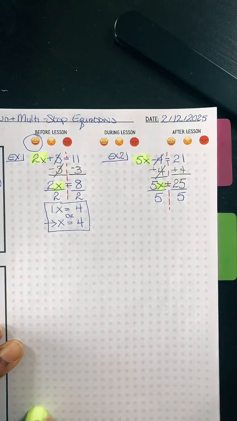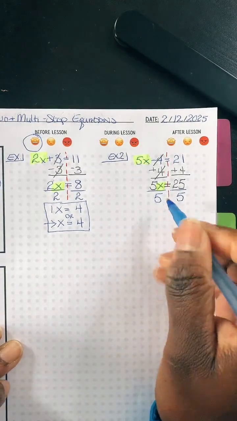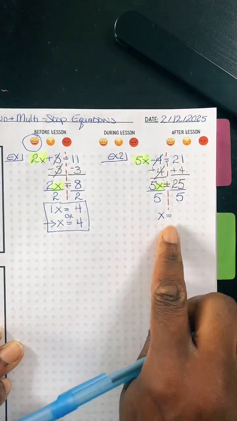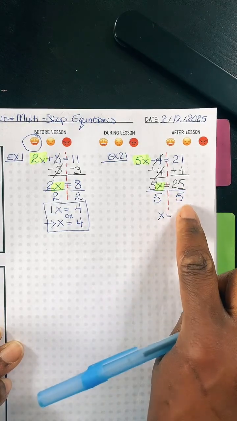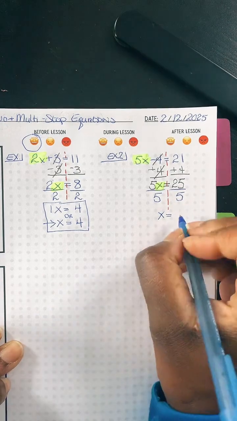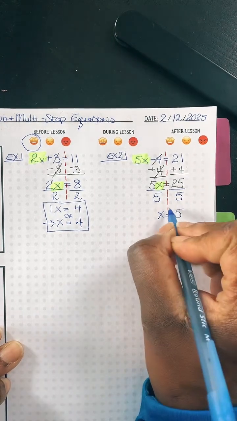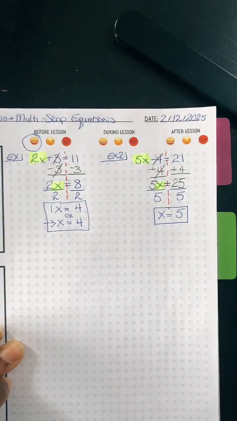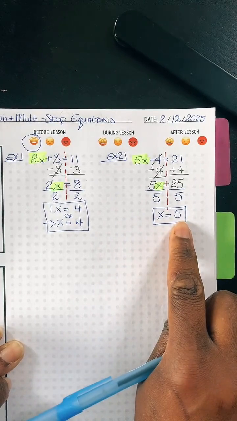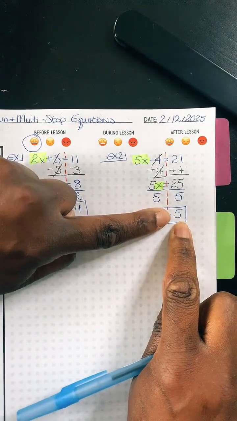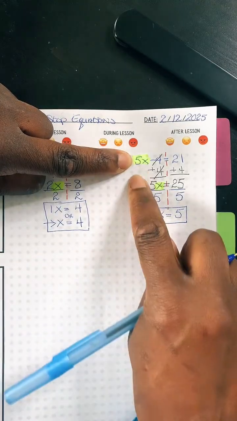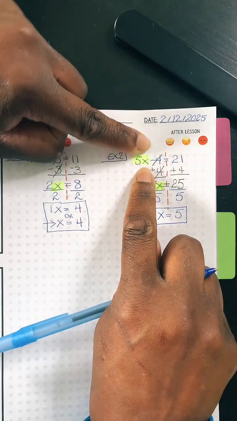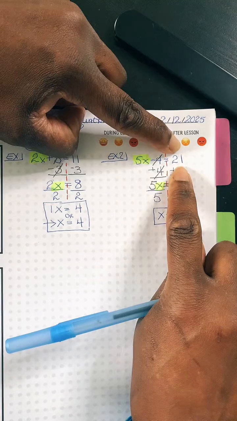So when we divide by 5, 5 divided by 5 will give me 1x, or I could just simply say x. Bring down the equals. Now, 25 divided by 5, that will give me 5. So we're saying that x is equal to 5. So that means if I plug this 5 back into the original equation, I should get a true statement. So 5 times 5 gives me 25. 25 minus 4 does give me 21.